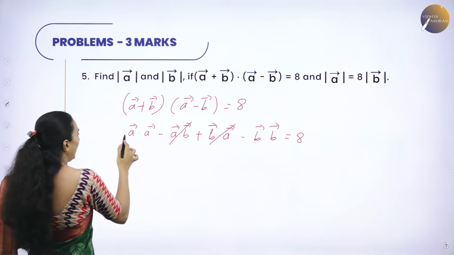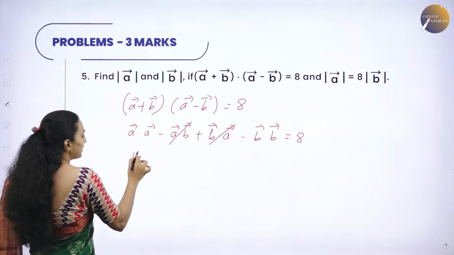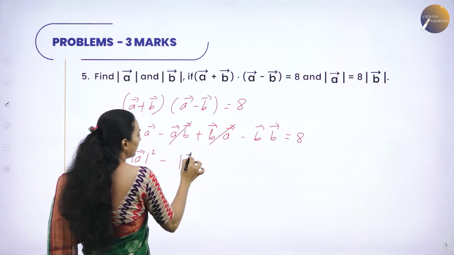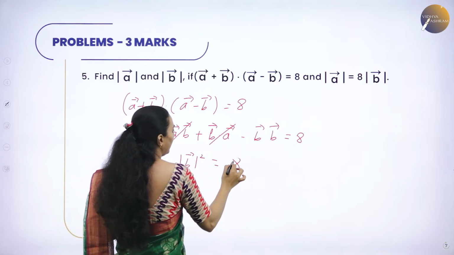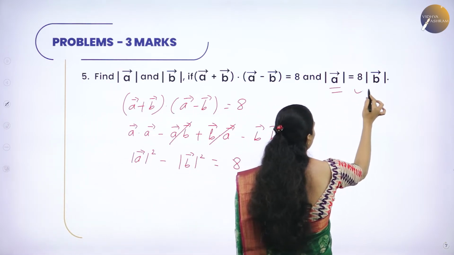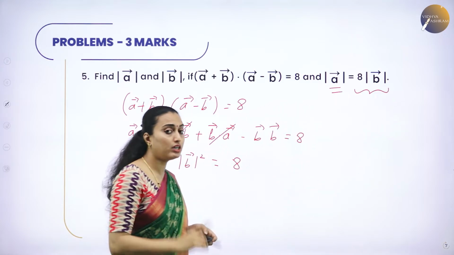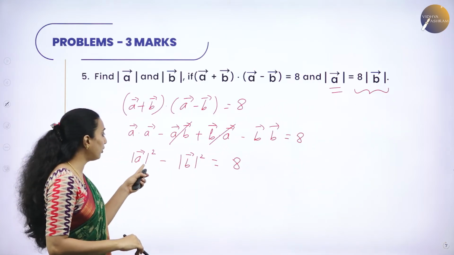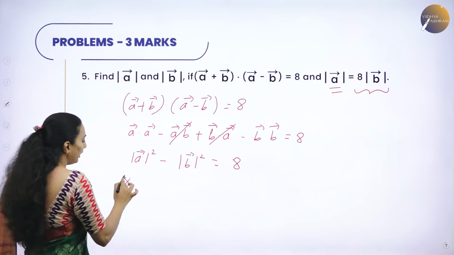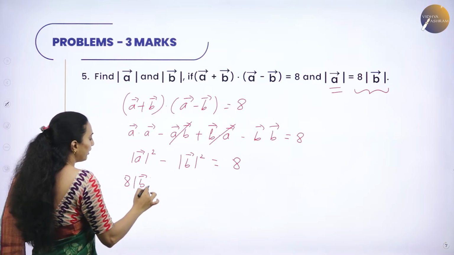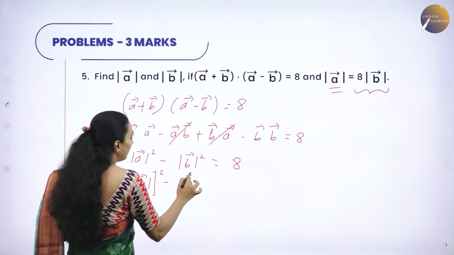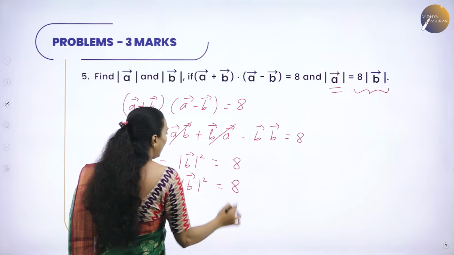Now here, A vector dot A vector can be written as magnitude of A vector squared minus magnitude of B vector squared is equal to 8. Now they have given the condition: magnitude of A vector is 8 times the magnitude of B vector. Since you have magnitude of A vector squared, that value also will become squared. So therefore, 8 times magnitude of B vector, whole squared, minus magnitude of B vector squared is equal to 8.